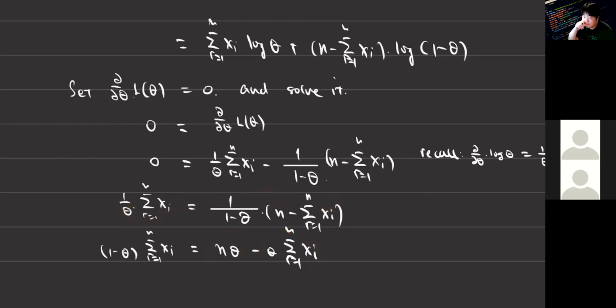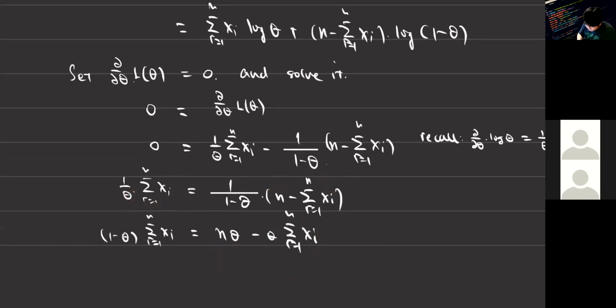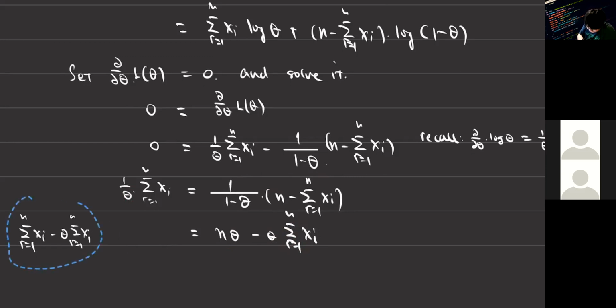And then something magical is going to happen, because if you realize that this is theta summation, and this is theta summation, these two terms actually cancel out. Let me erase this and write it as summation minus theta summation i from 1 to n of xi. Let me make sure everyone can see this. That's the left-hand side, right? Now if that's clear, I can move this here.